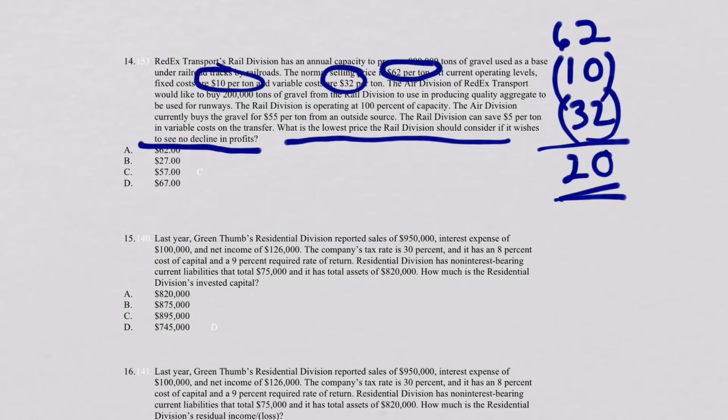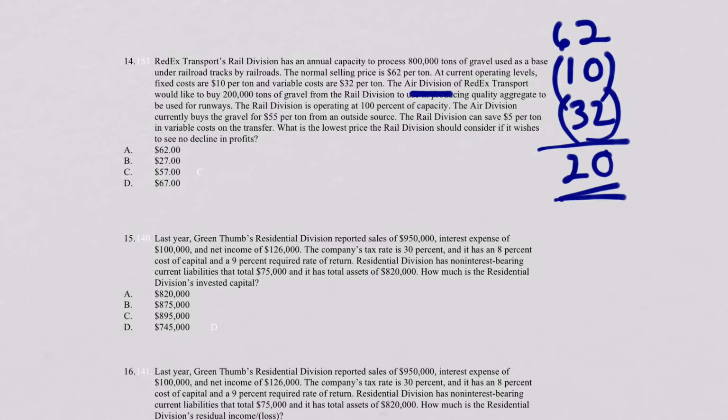Now, what happens is, let's see. There's going to be some new facts. The new facts are the air division of the company would like to buy. Well, good for them. See if we care. And obviously we do. And this division would like to pay $55 per ton.